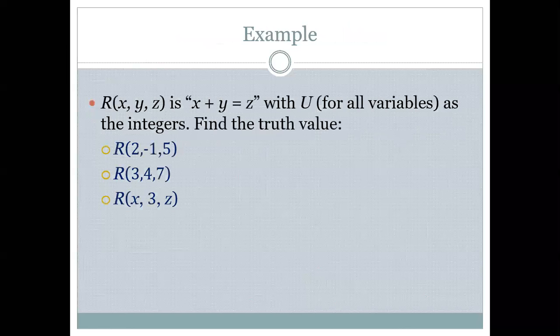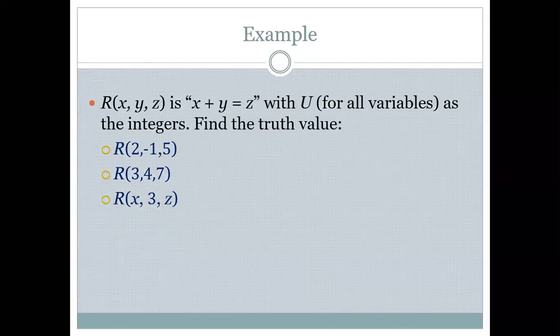And by the way, propositional functions, i.e. open sentences, don't just have to have one variable. They could have lots of variables. So here's one. R of x, y, z. The predicate part is what this is asking me to do: the sum of x and y is equal to z. So the predicate part is everything that doesn't involve the variables themselves. And U in this case, for each one of the variables, is just the integers.